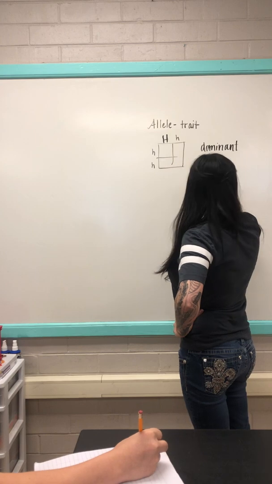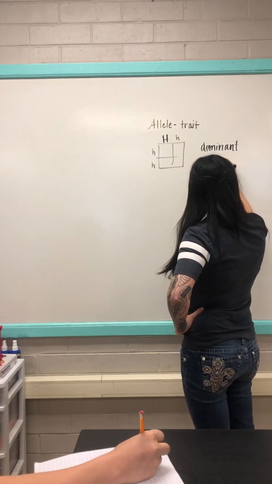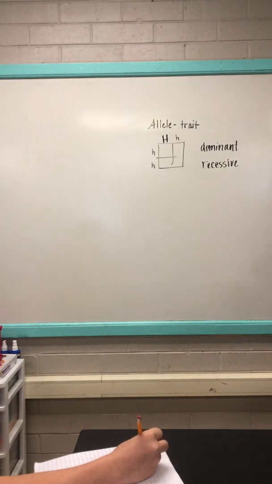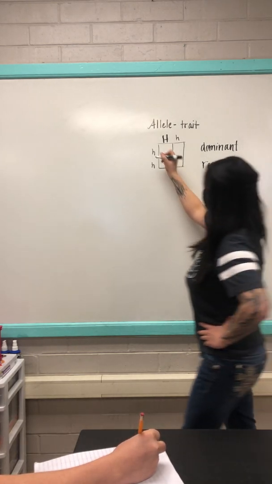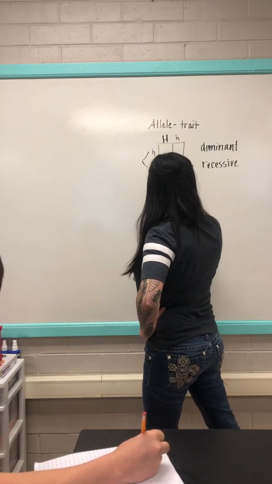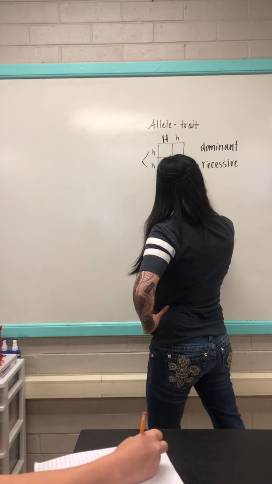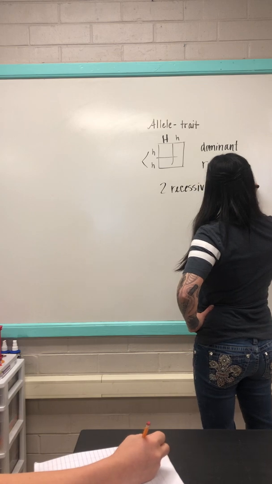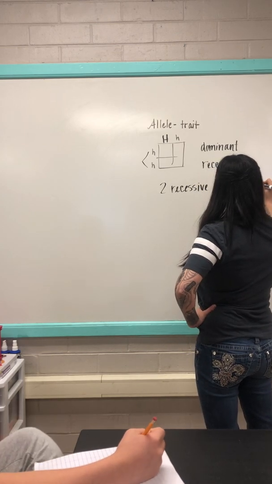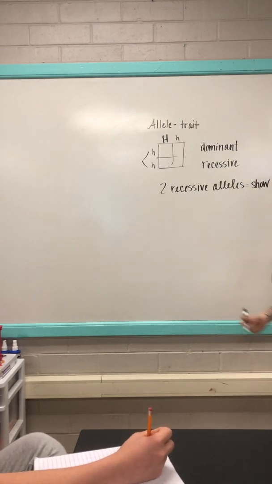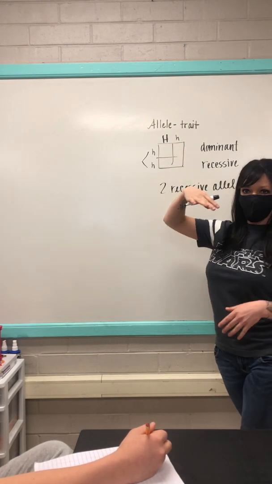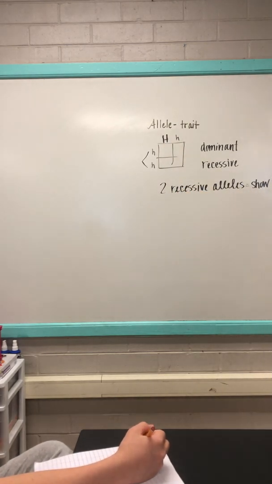So traits, or alleles, can be dominant, or they can be recessive. Recessive only shows if what? Yeah, you have two recessive alleles, then it will show. Any other time, the recessive stuff is not going to show, because if there's a dominant, it always overpowers the recessive.